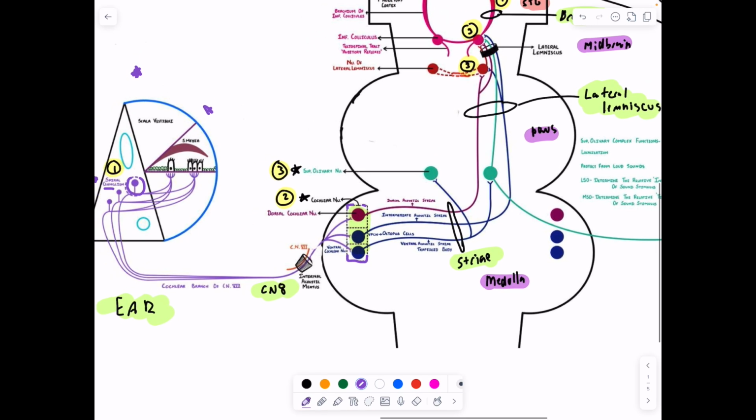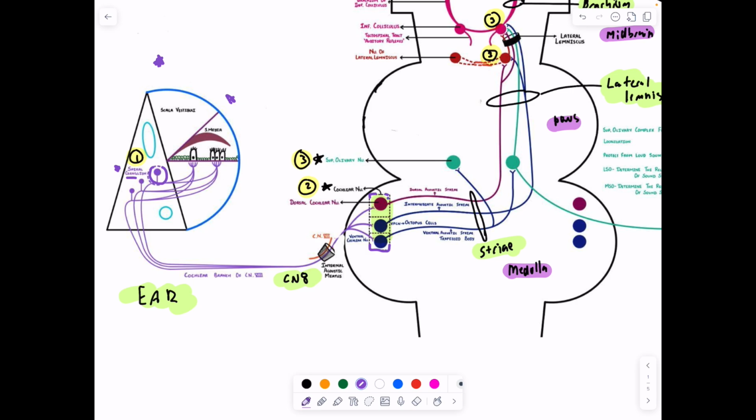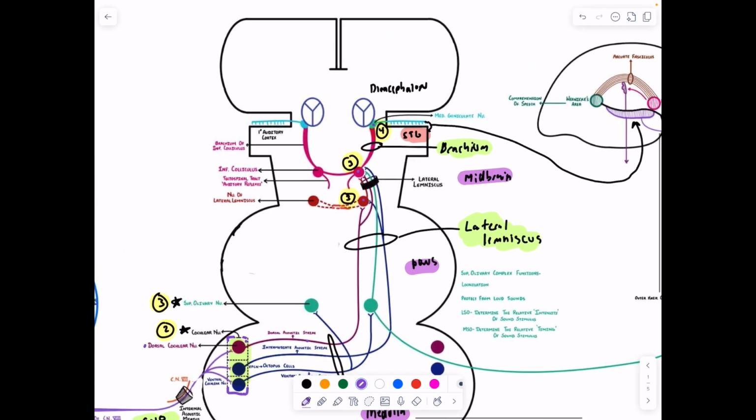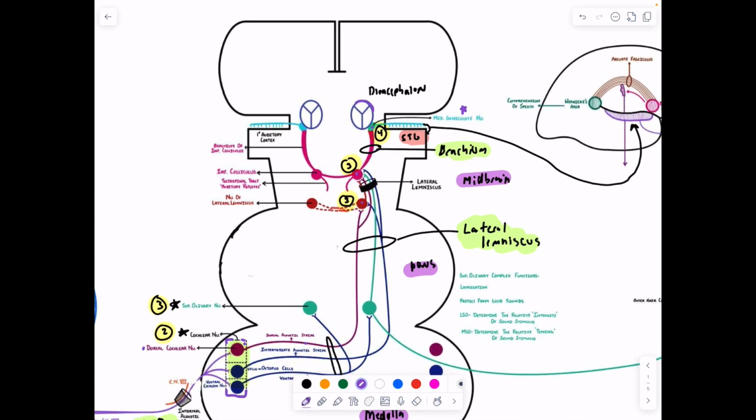So spiral ganglion synapses at the cochlear nucleus. There are three different parts of that, and the dorsal cochlear nucleus is going to send up an axon, which we'll call the dorsal acoustic striae, up to the nucleus of the lateral lemniscus, or it will end up at the inferior colliculi. Overall, it's going to end up at the inferior colliculi, and then after that go to the medial geniculate nucleus, which is adjacent to the thalamus. It's part of the diencephalon.